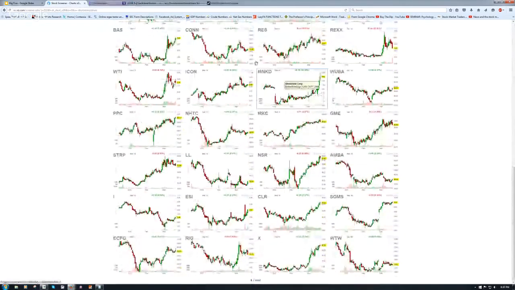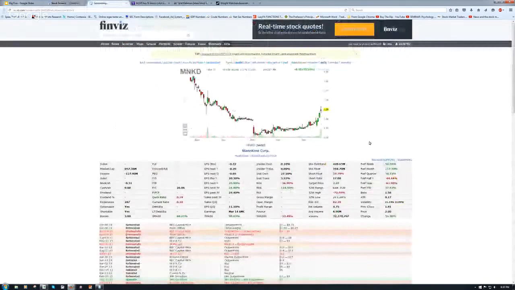MNKD, even though it's up from $1 to $2 in just 4 days, roughly, it had 40% short interest leading into this, so can it go higher? Absolutely. Would I buy it? Probably not, but it can definitely go higher. This thing is the type of stock that can squeeze because it's got such high short interest.